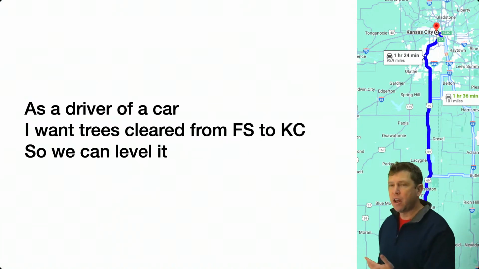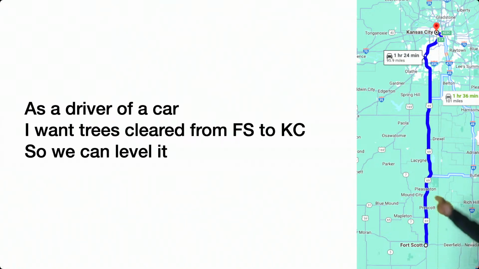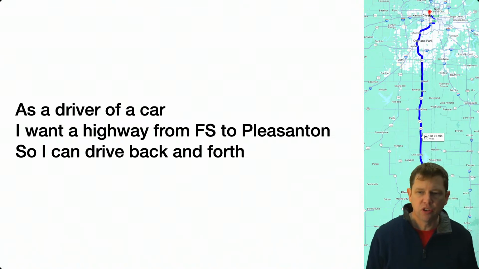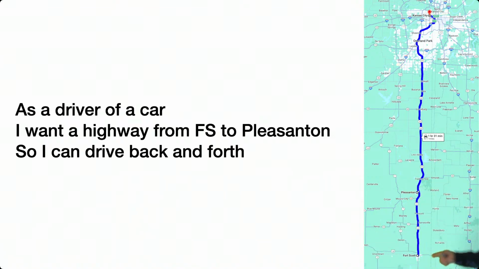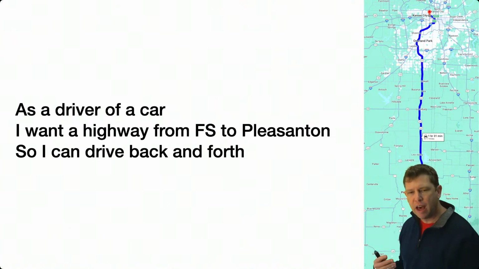So here's another try on it. If you're not familiar with it, here's Fort Scott down here. Here's Pleasanton. It's like a quarter of the way to Kansas City, and then we've got Kansas City way up there. So here's another try. As a driver of a car, I want a highway from Fort Scott to Pleasanton so I can drive back and forth. Okay, so now I've gotten something a little bit smaller. I'm just going to put a highway from here to here.